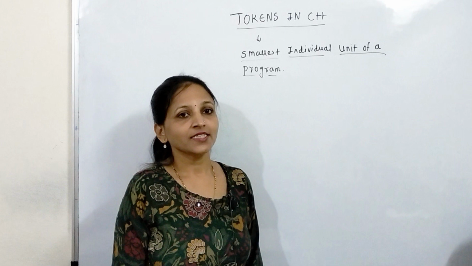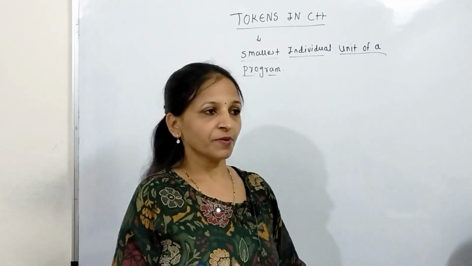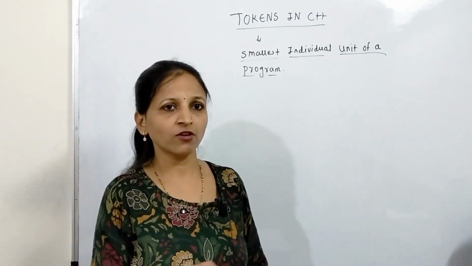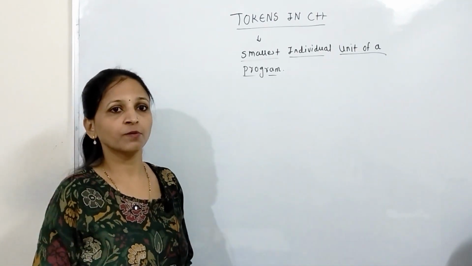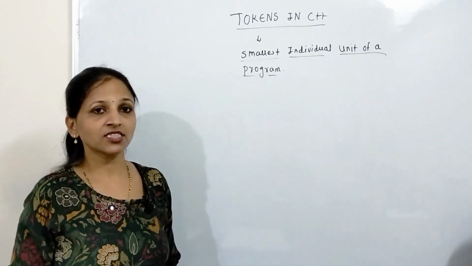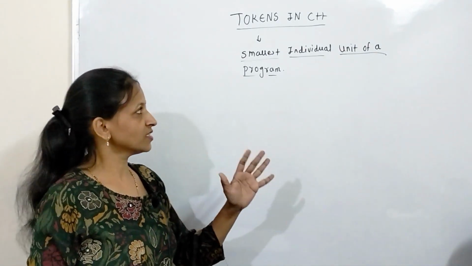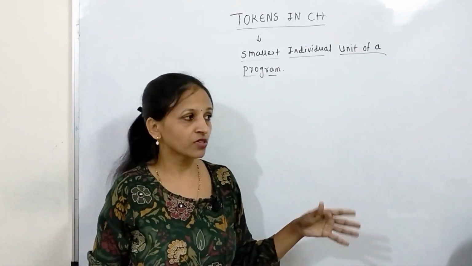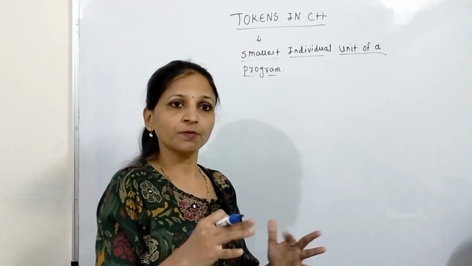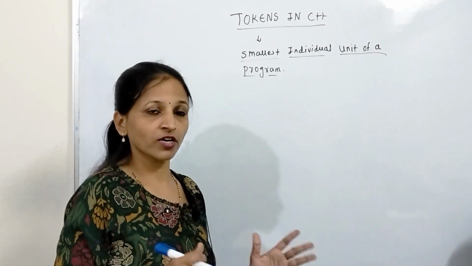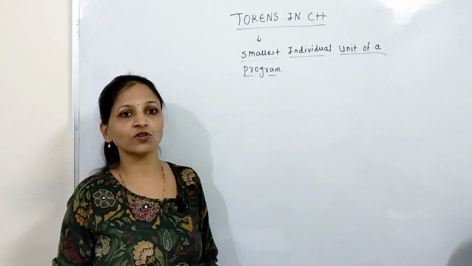Hello friends, in the series of learning C++ programming, in the previous sessions we have discussed constants in C++. Before that we discussed what is a variable and how to declare a variable in C++. Now in this session I am going to explain tokens in C++. The constants we learned before this session are actually part of tokens, one type of token. But what exactly is a token and what are its different types, that I am going to explain.